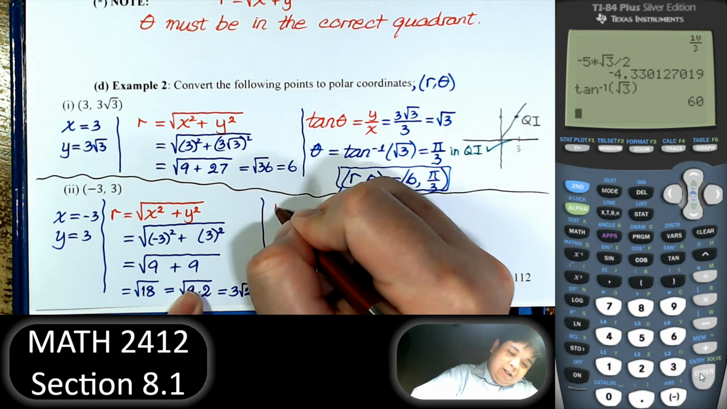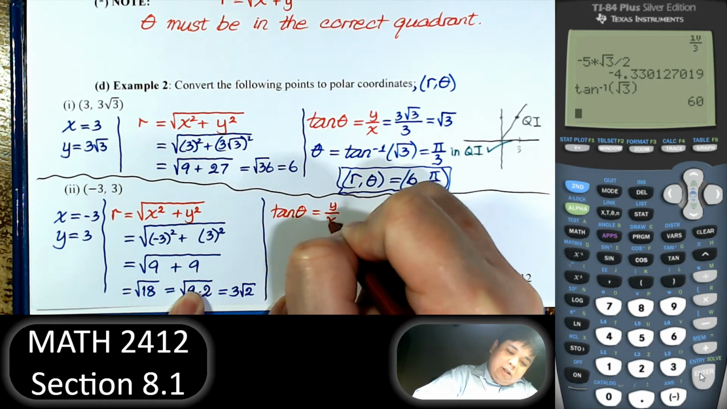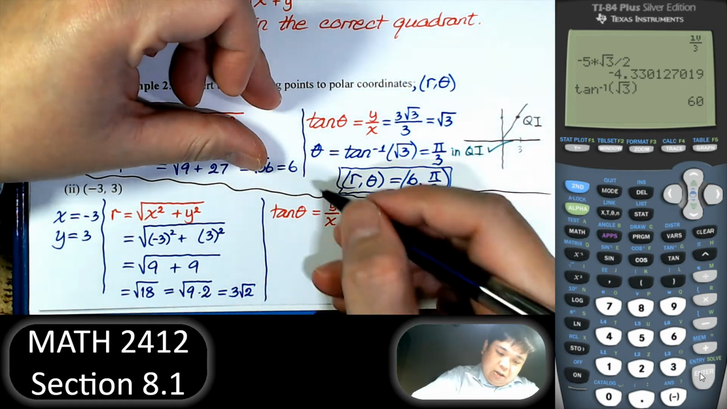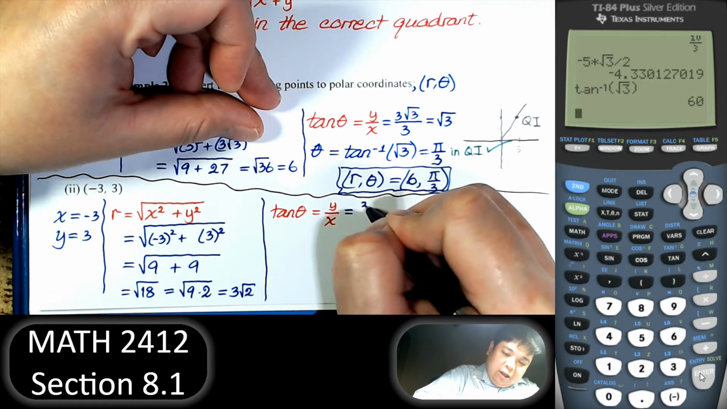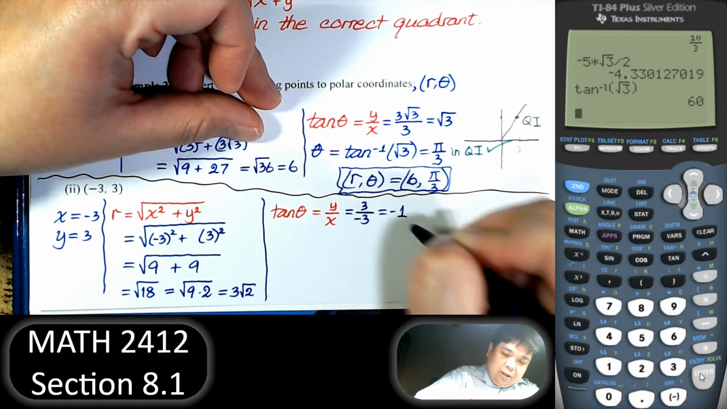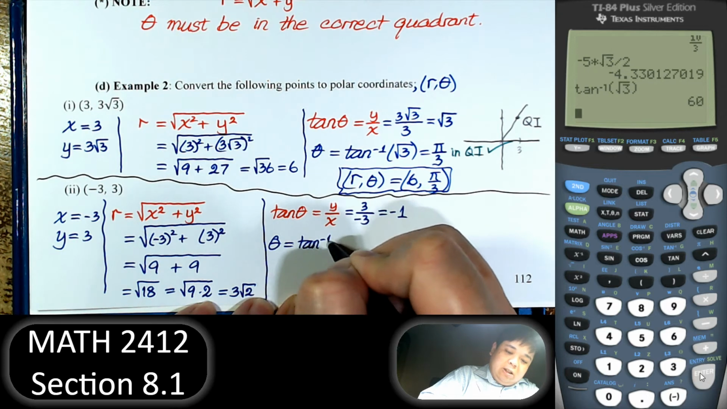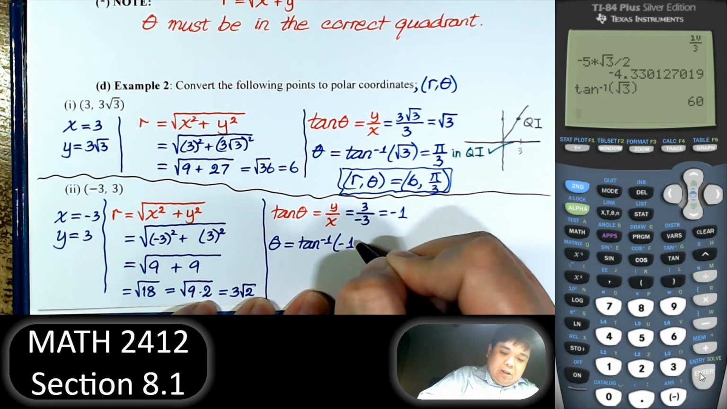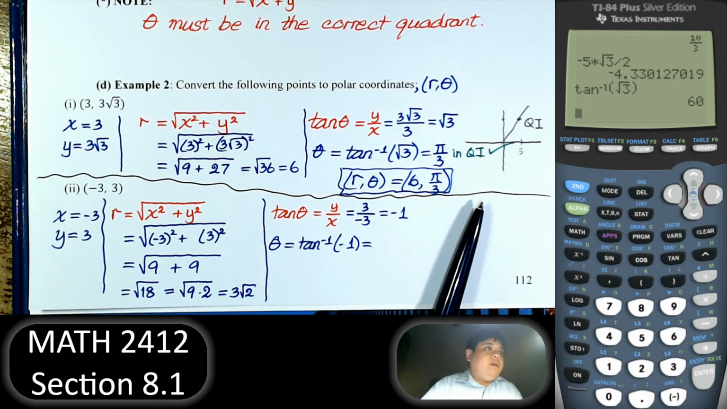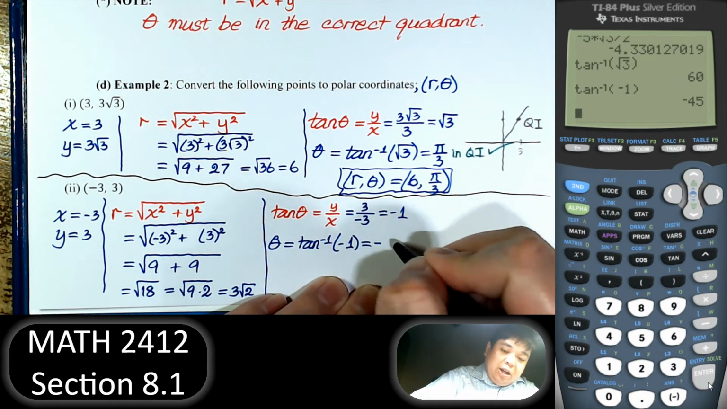Tangent theta is y over x. Right, so to get back to the angle, we take the inverse. Tangent inverse of negative 1 is negative 45 degrees, negative pi over 4.